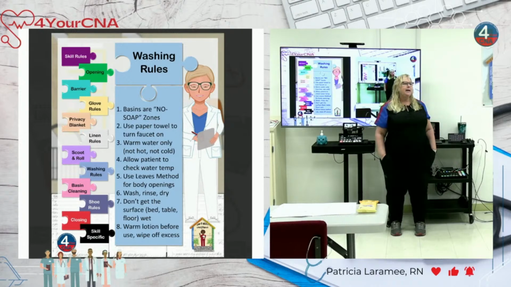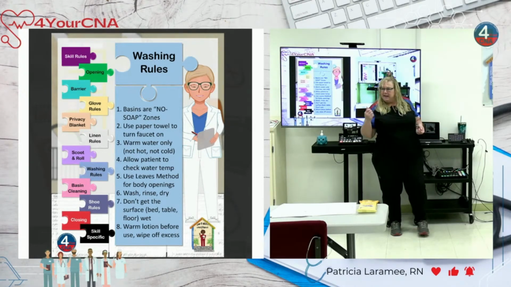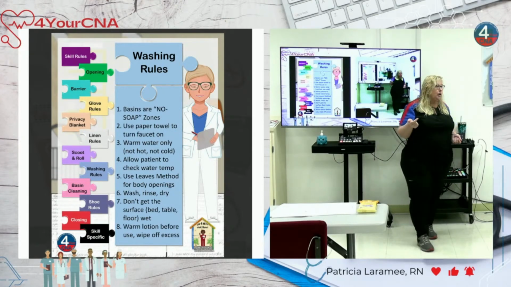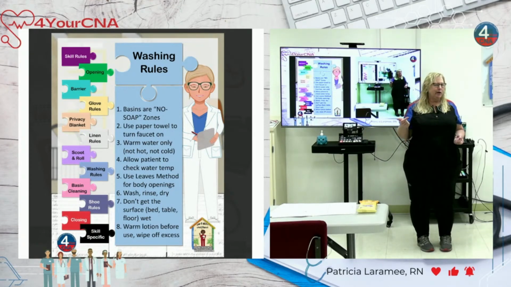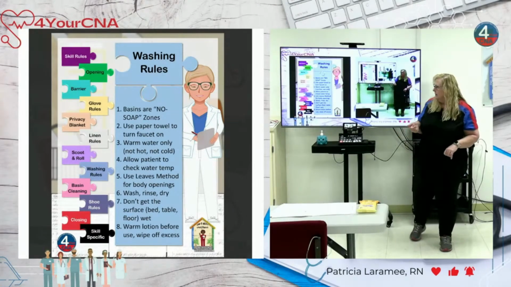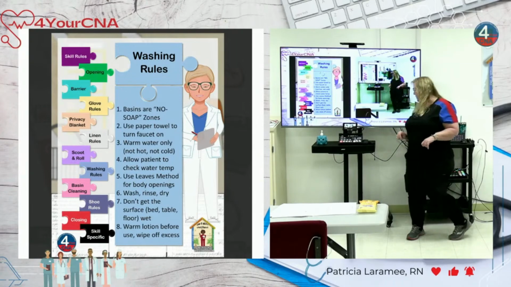Whatever we wash, whatever we rinse, we dry, and we're not going to get the surface wet. In this case, it's the bed. So I need to put something underneath the patient. You can use the chucks, but chucks are plastic lined. They're going to hold in body heat, can make the patient sweat. It's not always comfortable. So I prefer to use a towel. Much better for bathing. Okay. You can use either. And because we're providing a back rub with lotion, we're going to warm the lotion up. And then what do we do after we put it on? Wipe off the excess. So good? We know all the washing rules.